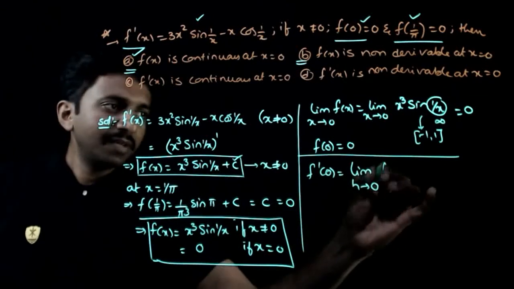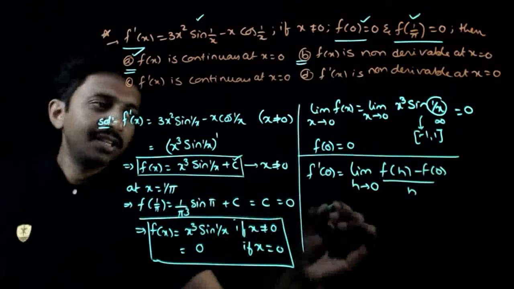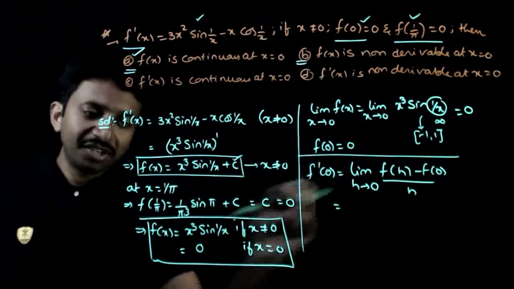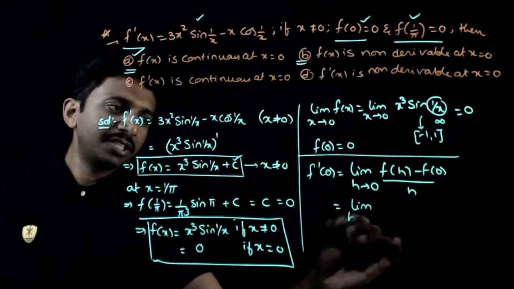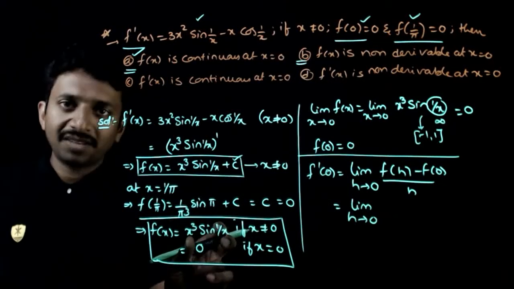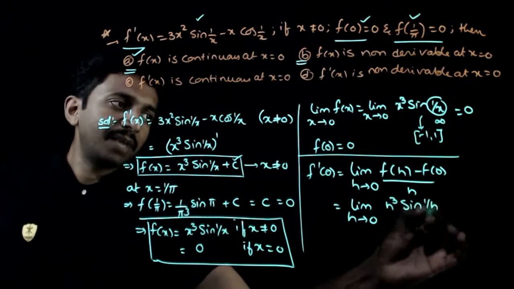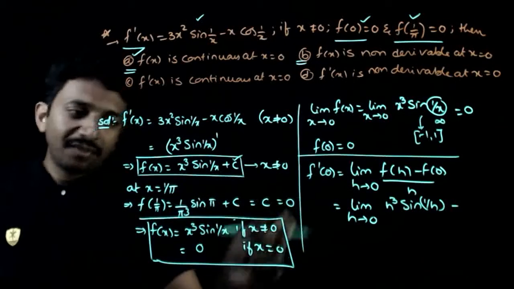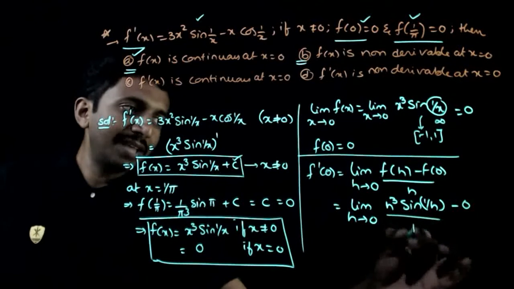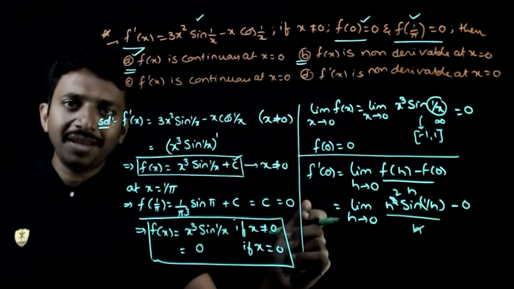I am doing this from first principles: limit as h tends to 0 of (f of h minus f of 0) by h, where h is not equal to 0. So what will f of h be? f of x, when x is not equal to 0, is x cube sine 1 by x. So f of h is h cube sine 1 by h, minus f of 0, which is 0 since x is equal to 0, all divided by h. That becomes h square sine 1 by h.